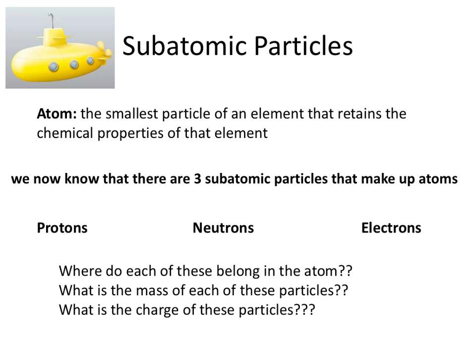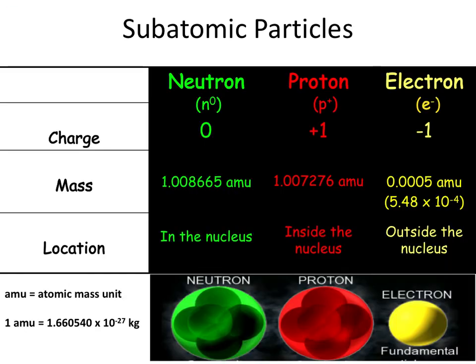And we're going to actually look at these protons, neutrons, and electrons, and we're going to be able to identify where each of them belong in the atom, where we can find them, what the relative masses are of each of these particles, and the charges associated with each of these subatomic particles. So here we have a little chart. So first of all, we have our charge, and let's talk about charge first.